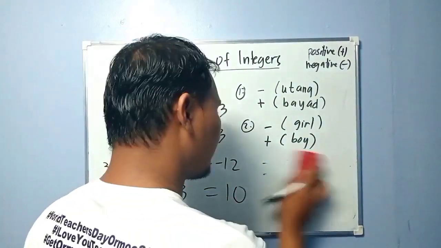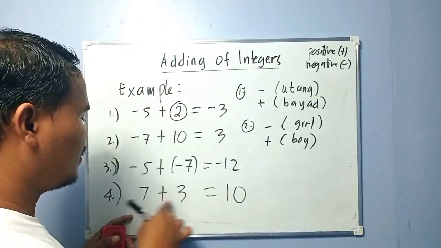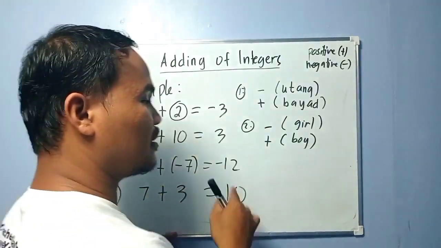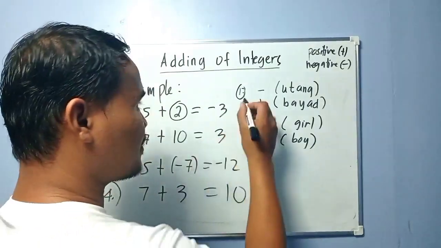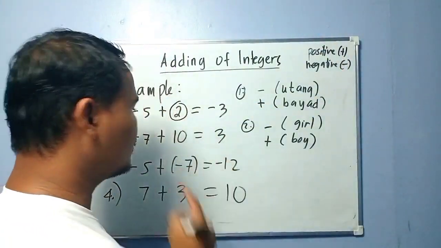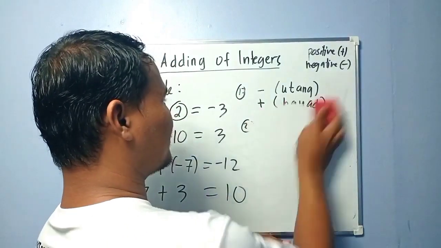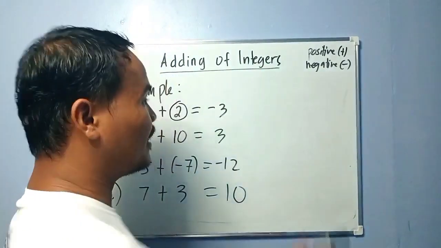Here, number 4. Same. There is no negative here, so they are all positive. There is no partner, so when there is no partner, we just add. 7 plus 3, the answer is 10. Okay. My first solution is utang bayad. The second solution is I set negative as girl and positive as boy. Now, the third solution that I'm going to introduce is the rule of adding integers.